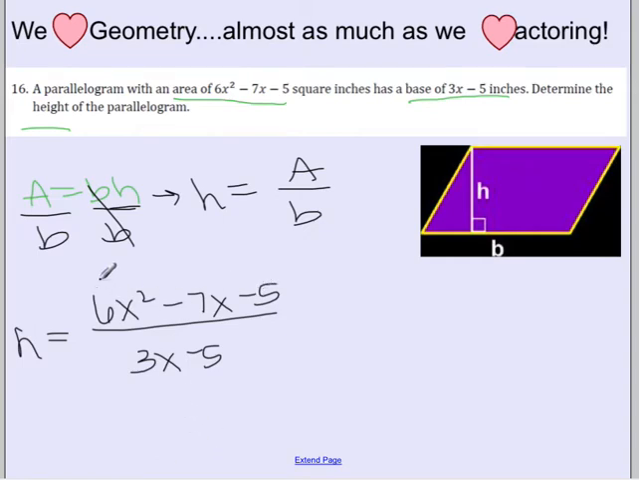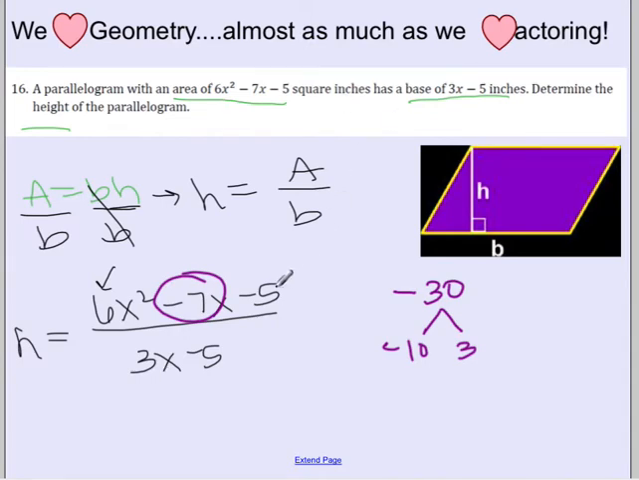This numerator, the leading coefficient is not 1. All of them that we've been doing so far have been 1. So maybe some of you remember, or you like to do grouping. So you would say 6 times negative 5 gives me negative 30. You think of your factors of negative 30 that multiply to negative 30 but add to negative 7. I think negative 10 times 3 is negative 30, and if I add them, I get negative 7.